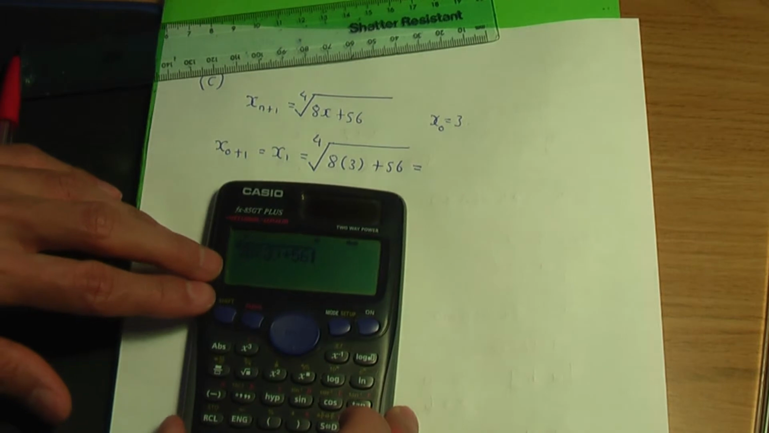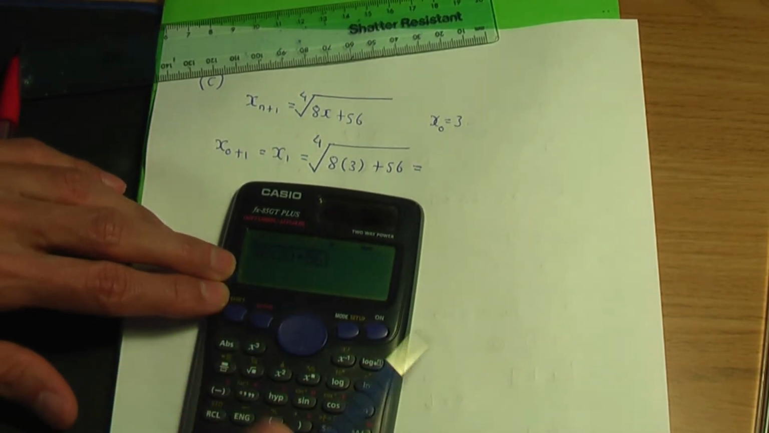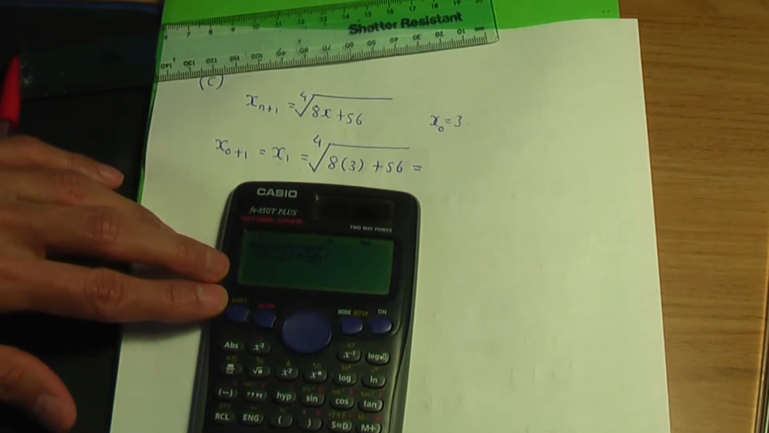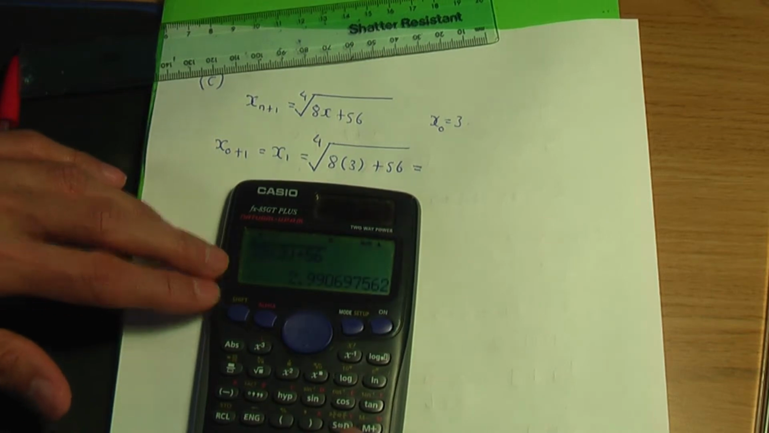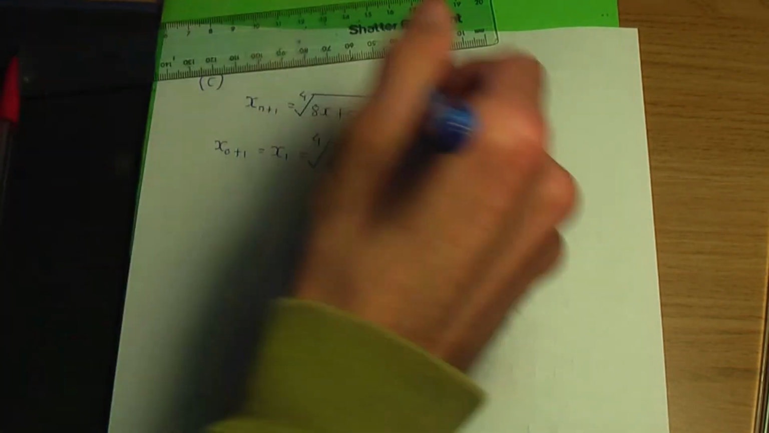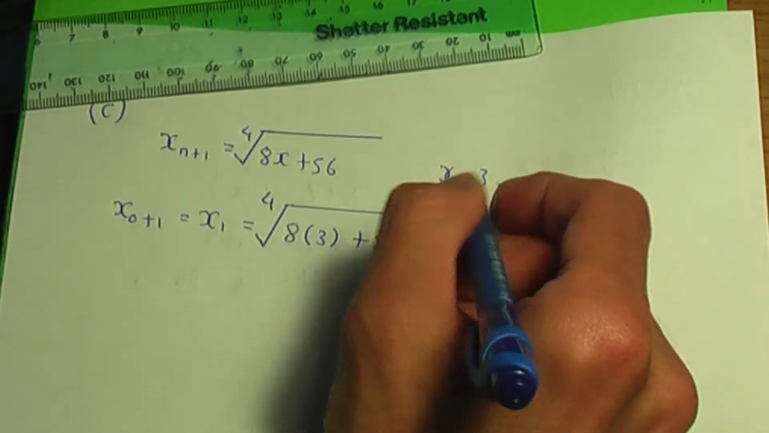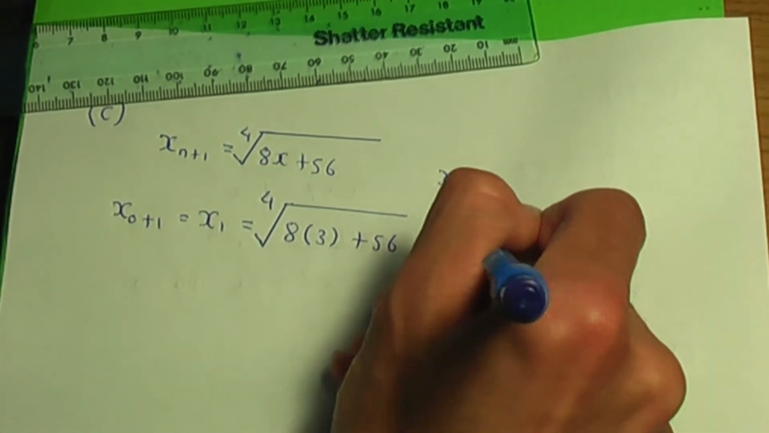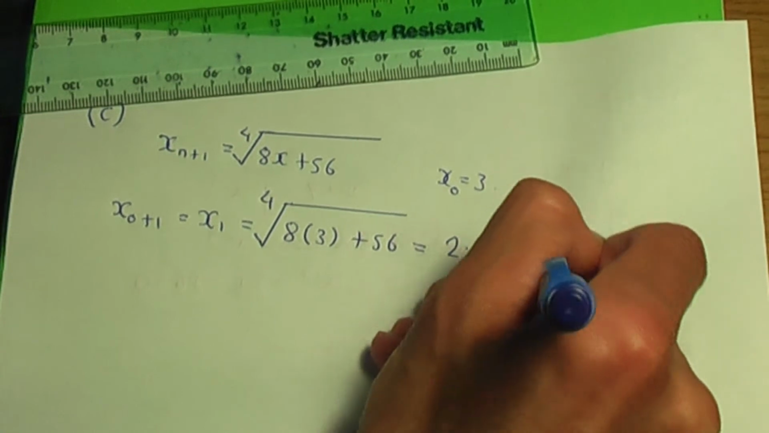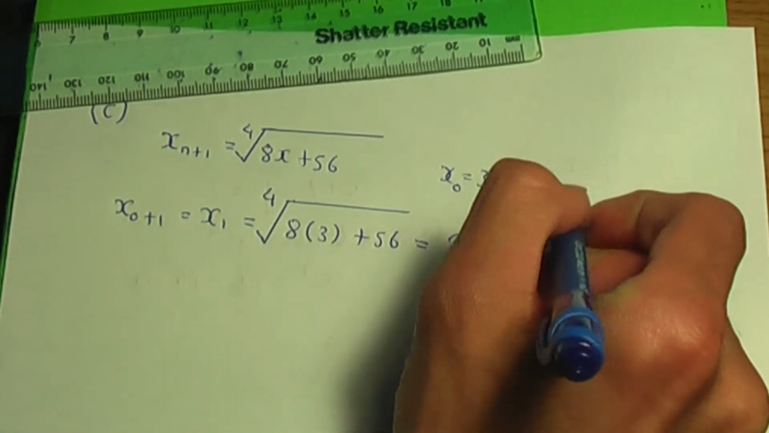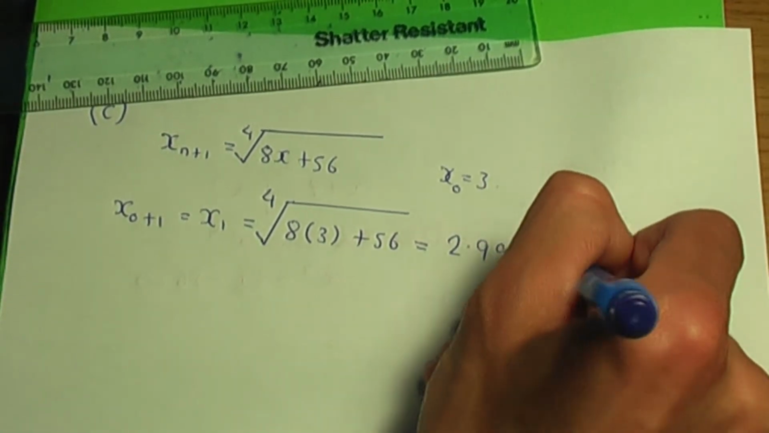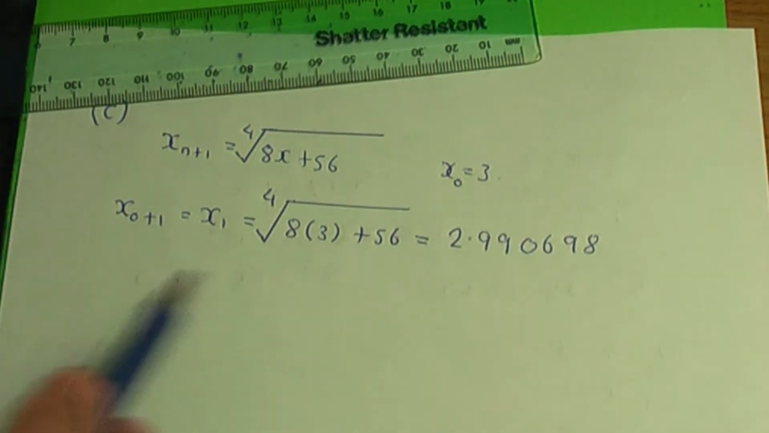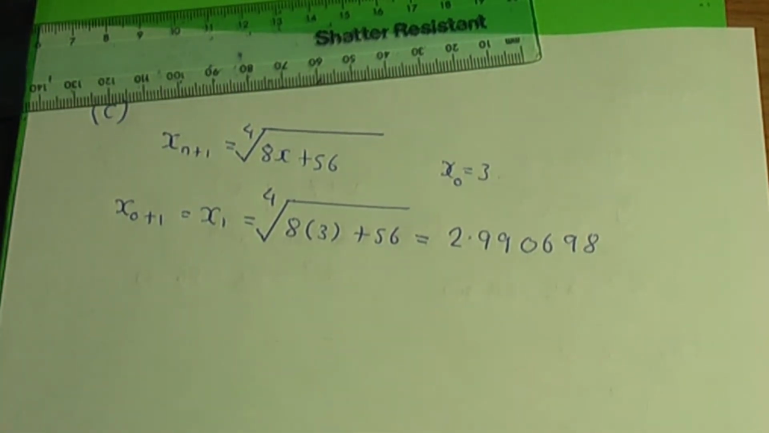So if you plug this into the calculator, the fourth root of 8 into 3 plus 56, we should have an answer of, so let's write down the answer. Let's write it down initially to 6 decimal places. So you should get 2.990698. So this is the answer to 6 decimal places.